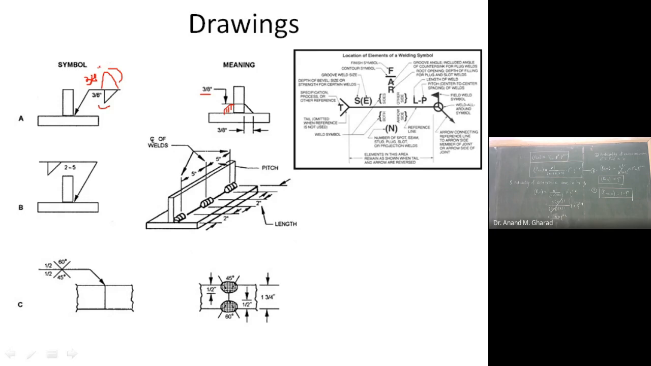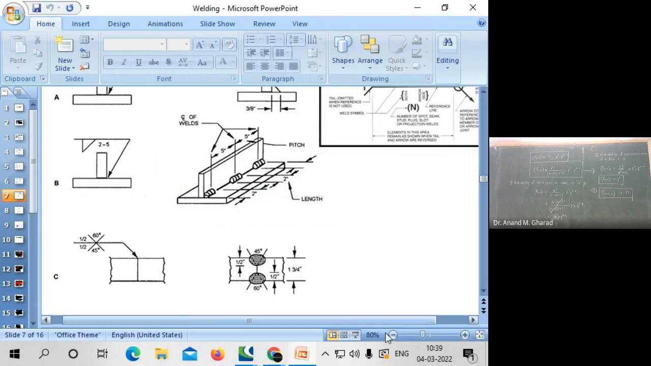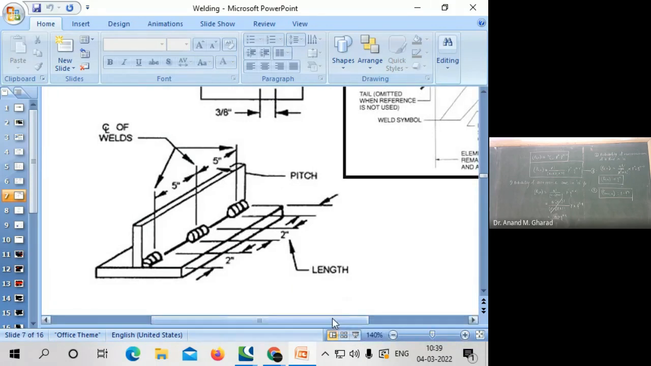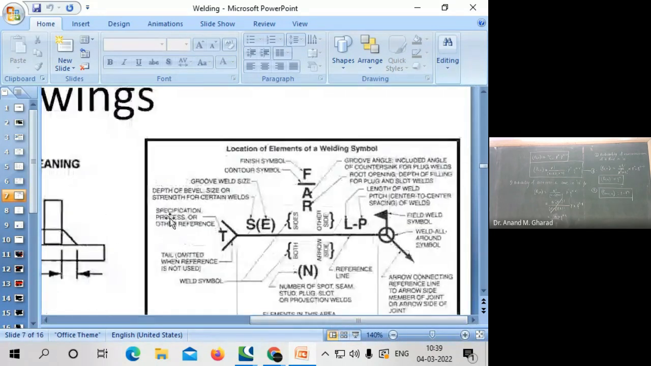This is how the symbolic representation of any welded connection is to be conducted. One more thing, one more aspect. This is regarding the specification, process or other reference.